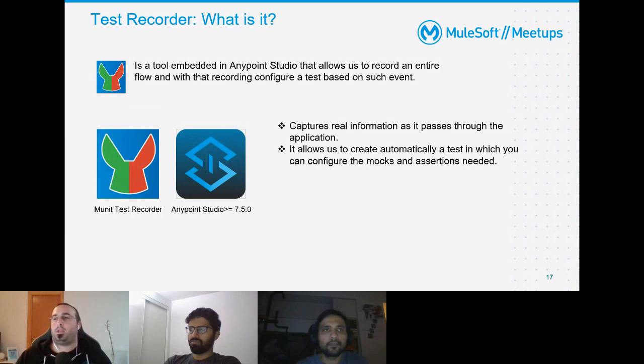As soon as you have run the execution using test recorder, it auto generates an MUnit suite that you right click and run, and that's it. You don't have to do anything. You can modify it if you want, of course. So let me correct something. This test recorder is available since MUnit 4 and Anypoint 7.5.